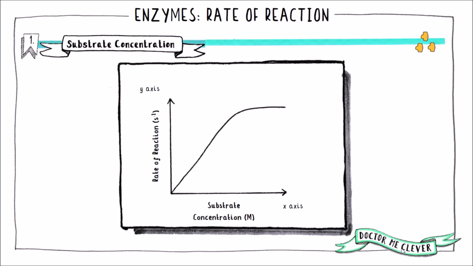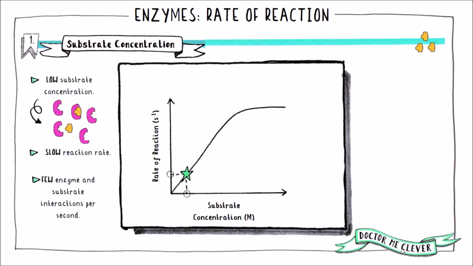Now, rate of reaction is always on the y-axis, and it has the units of seconds to the -1 because it's a measure of change over time, and I'll cover this in detail in a separate video. And the variable that you're testing is always on the x-axis, so in this case it's substrate concentration, and the units of that are molarity, molar.